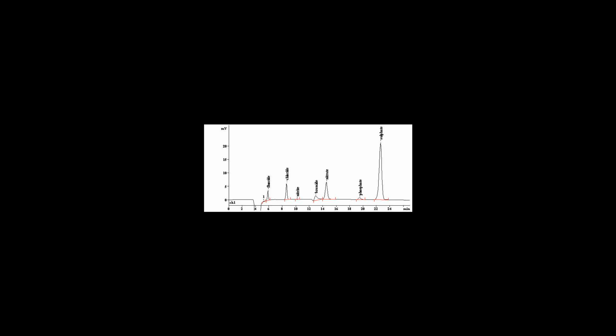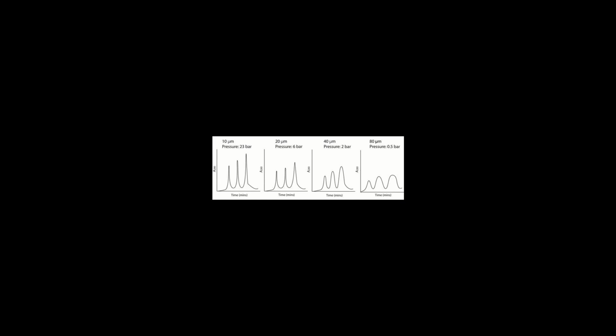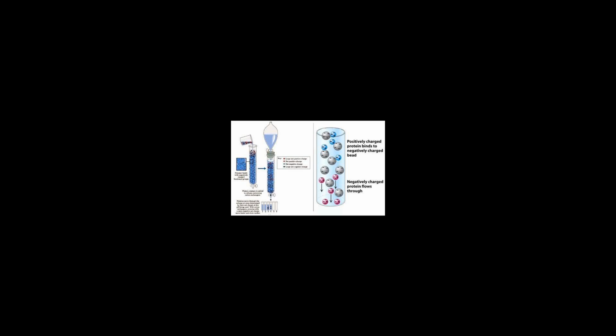A slurry of resin, such as DEAE Dex, is poured into the column. The matrix that is used is insoluble with charged groups that are covalently attached. These charged groups are referred to as exchangers. After it settles, the column is pre-equilibrated in buffer before the protein mixture is applied.